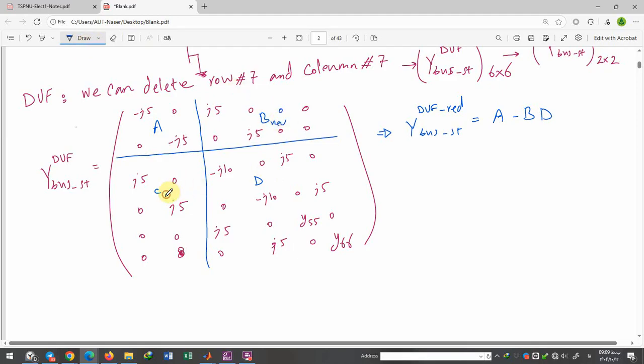B new, D new, and C new. You can calculate yourself by your calculator in application form or in MATLAB software, and it is very necessary in the final exam to find A minus B new, D new inverse multiplied by C new, for finding Y bus stability during fault reduction.